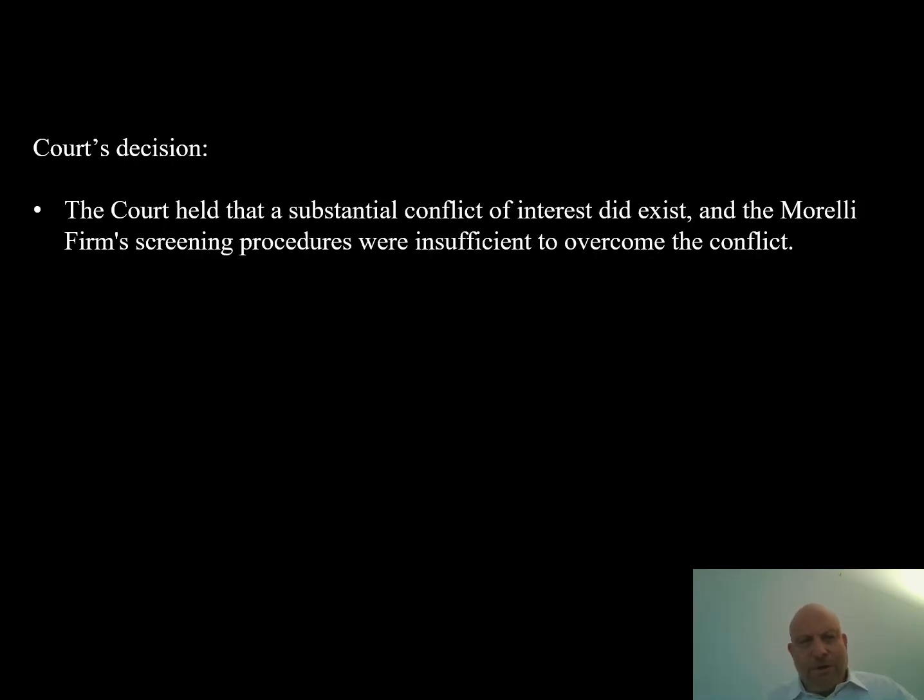All right, so you can guess the judge's decision. I think the takeaway here is, the fact that you weren't an attorney in a prior relationship doesn't matter if you had access to confidential information. The fact that you tried to create a Chinese wall for a small firm, that's not going to work.